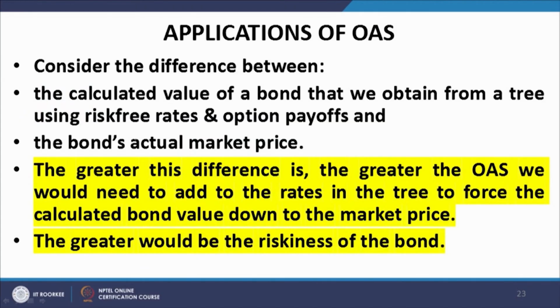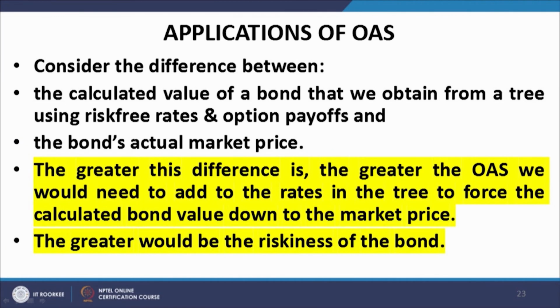So, applications of option adjusted spread, you see basically it is a measure of risk. Consider the difference between the calculated value of a bond that we obtained from a tree using risk free rates and option payoffs and the bond's actual market price. The greater the difference is, the greater is the add on that we need to add to the risk free rates to arrive at the current market price. The greater is the difference between the computed value as per the risk free rate and the current market price, the greater would be the add on that you have to add.